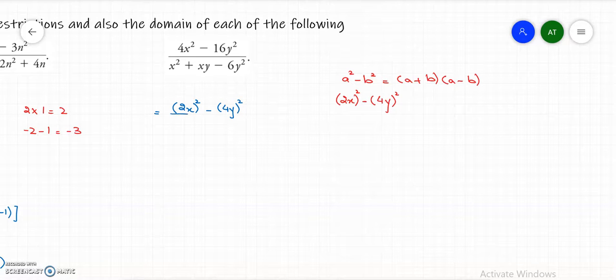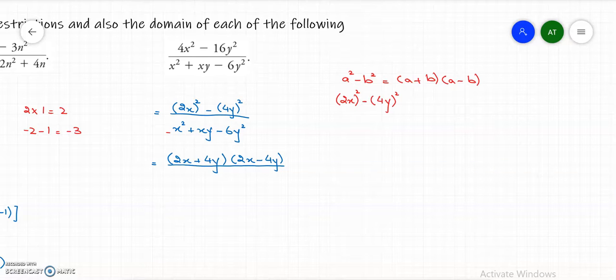Let me write the denominator as well. So we have x square plus xy minus 6y square. Okay, let me factorize the numerator. It would be 2x plus 4y, and the second factor is 2x minus 4y, right? And we have done the factoring of the numerator, but in the denominator we have again a quadratic expression. How can we factorize the quadratic expression?